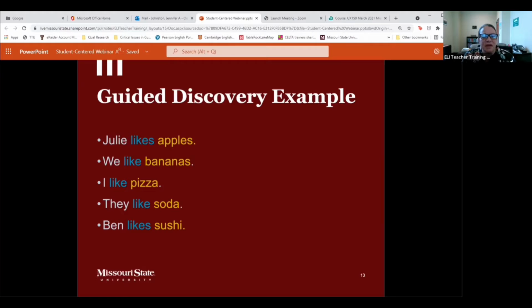Or you could even have it written out more like a mathematical equation for them to fill in, such as I plus blank. So here they would have to write, and then we plus blank, he or she or Julian or Ben plus blank. And then you could have a rule for them to fill in. For example, with I, we, they, we use like, but with he, she, it, we use likes.